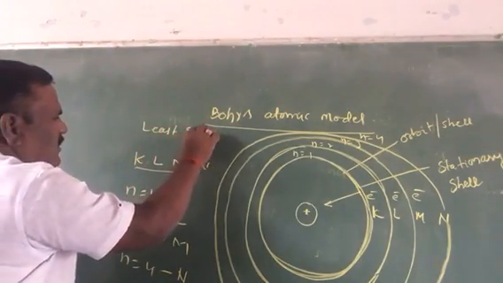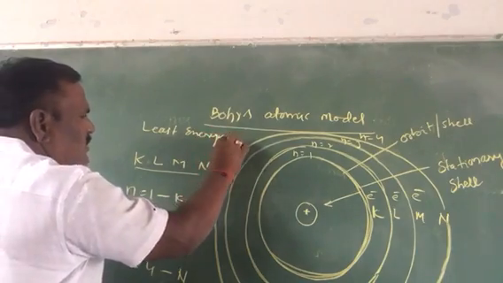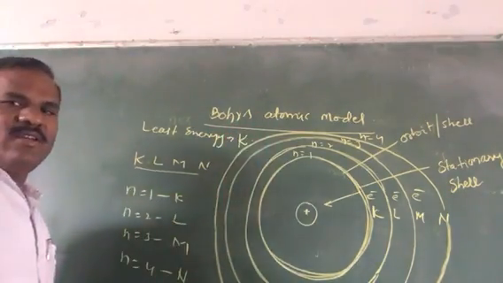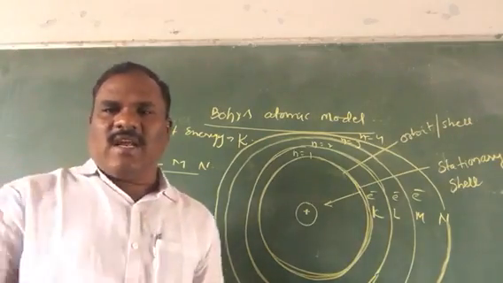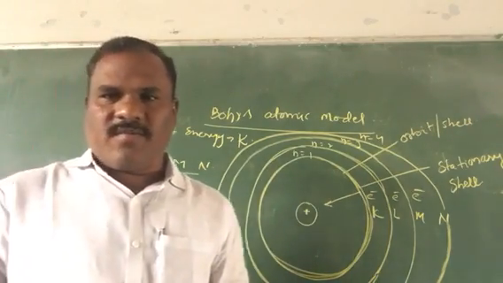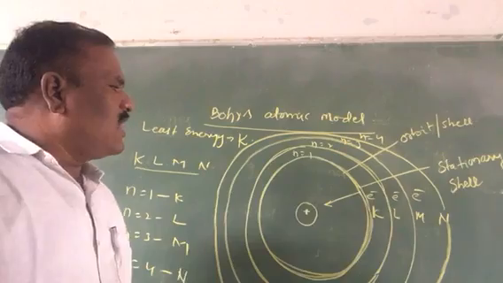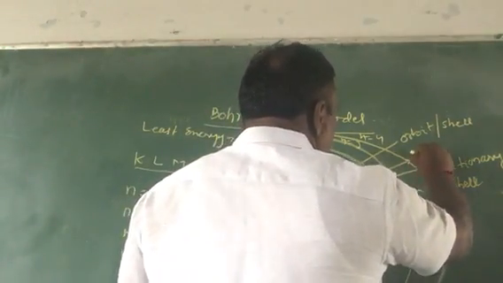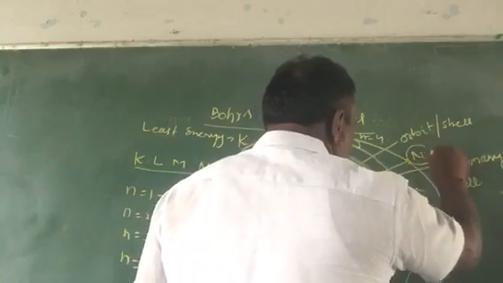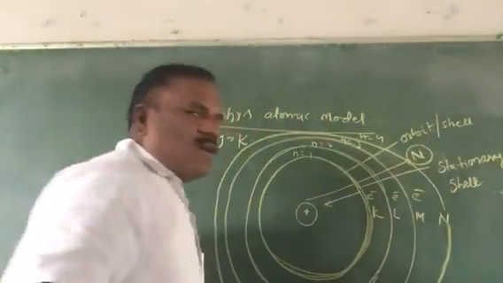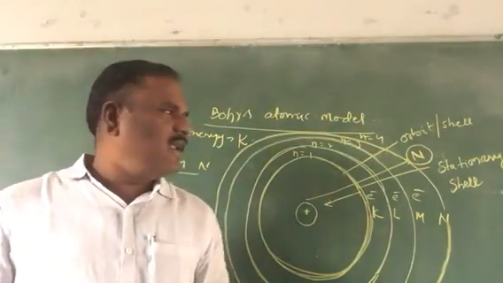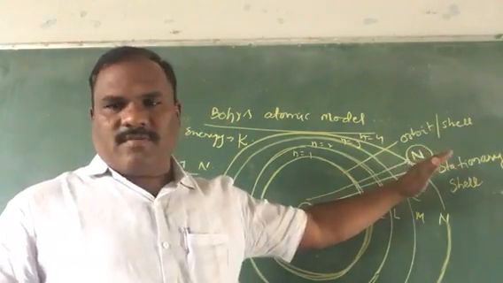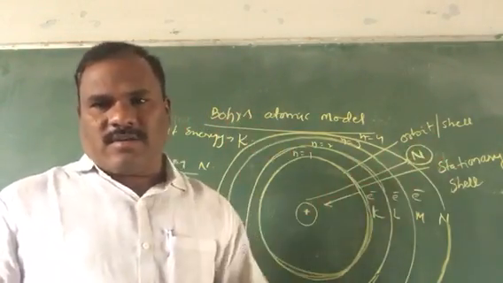The least energy shell is nothing but the K shell. The K shell has the least energy because it is very close to the nucleus. At the same time, the shell which is away from the nucleus, especially the shell N, has the highest energy, because it is very far away from the nucleus.